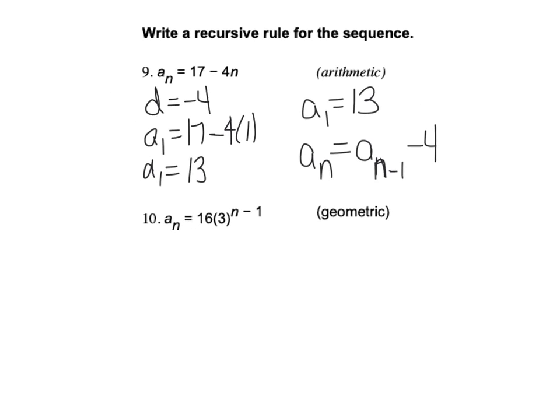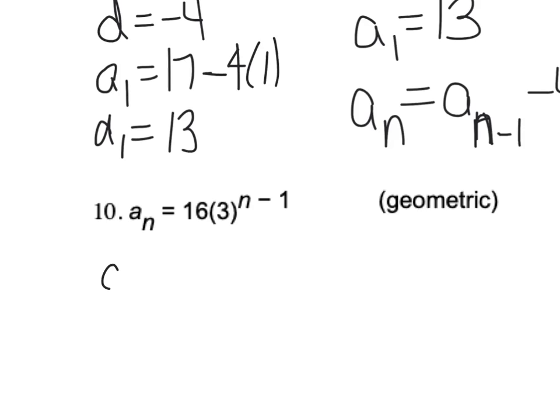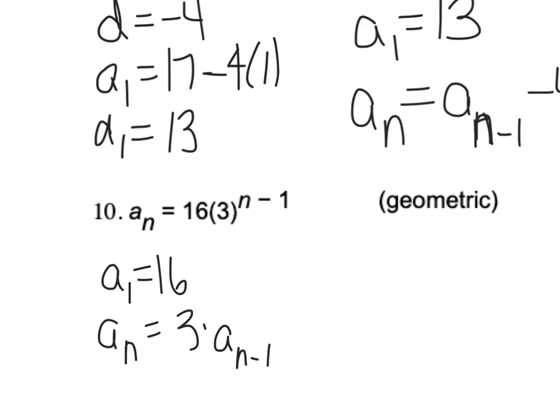Okay, moving on to the next one. We are given an explicit rule here, and it's asked for a recursive rule, and it's geometric. So we know that our a sub 1 is 16. If we go to write our rule, a sub n equals our ratio, which is 3 times a sub n minus 1. So that one was nice and easy.